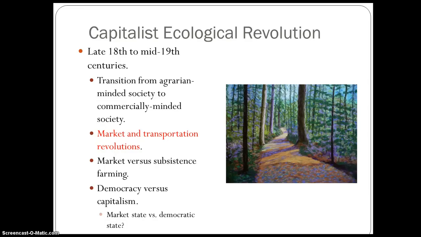Okay? So the real transformation here is a couple of things: a market revolution and a transportation revolution. So once things like roads and bridges and railroads and things like that start to extend more deeply into the American interior, which starts to happen in the mid-1800s, then we see an opening up and a transformation from a subsistence mode to a market mode of production across the U.S. economy.